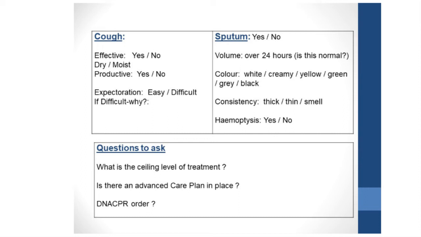So, is their cough effective? Is it dry? Is it moist? Is it productive? And if it is productive, is the expectoration easy or is it difficult? And if it is difficult, why?